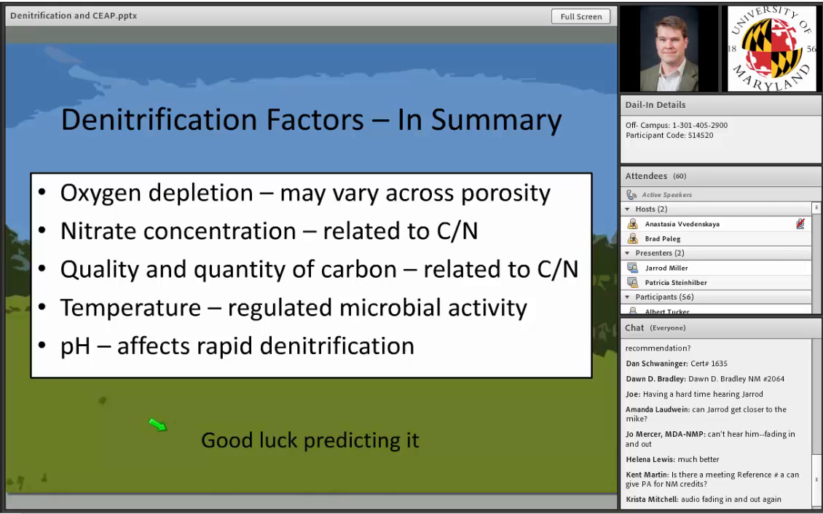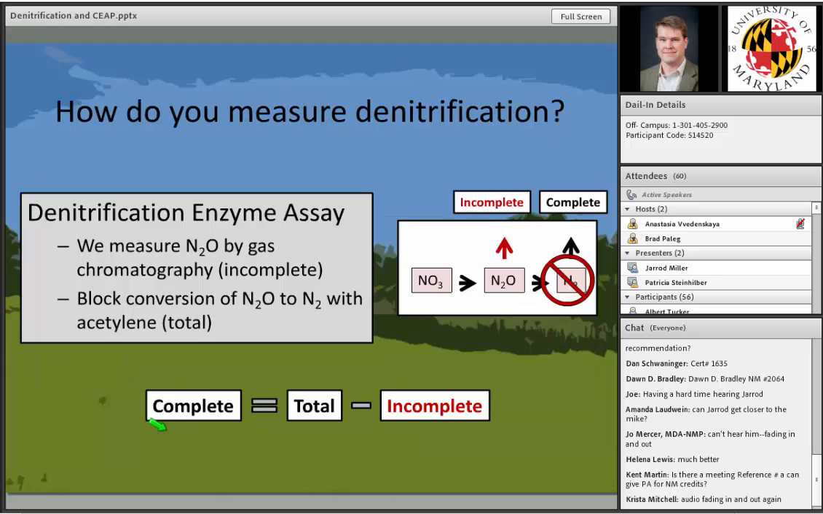So how do you measure denitrification? One way they came up with in the 70s was to measure using this thing called DEA, or denitrification enzyme assay. So these microbes in the soil, they're using enzymes to cause this reaction to go to completion. And you can measure the activity of these enzymes through this process.